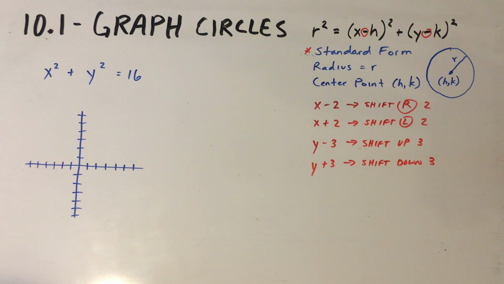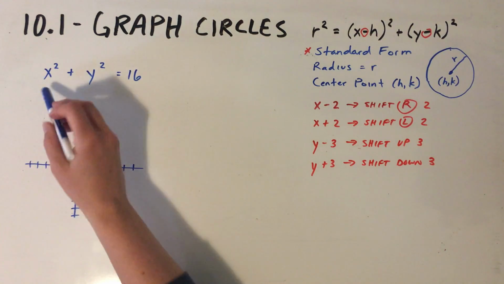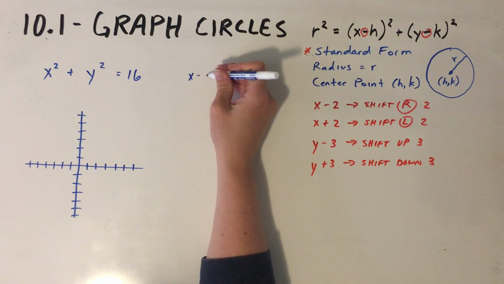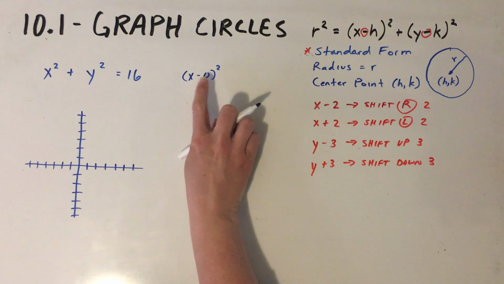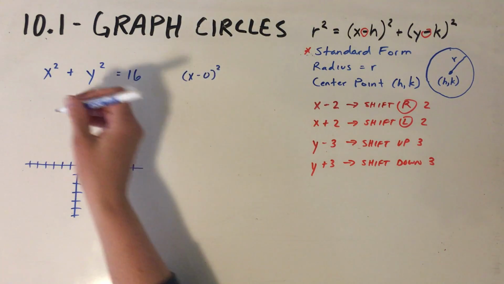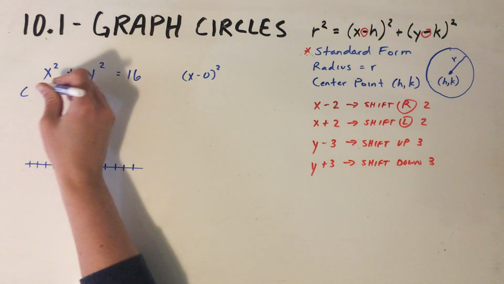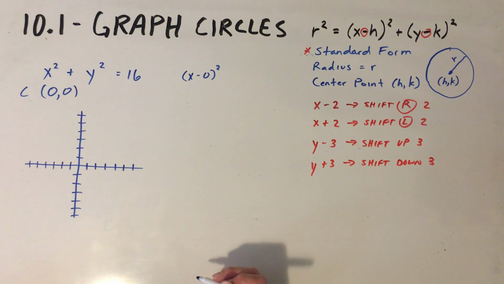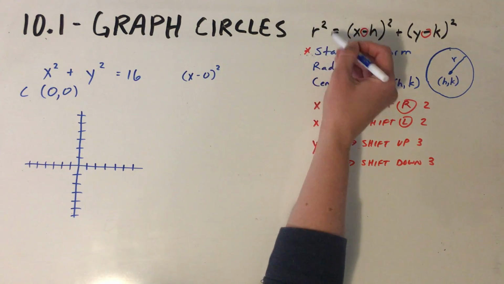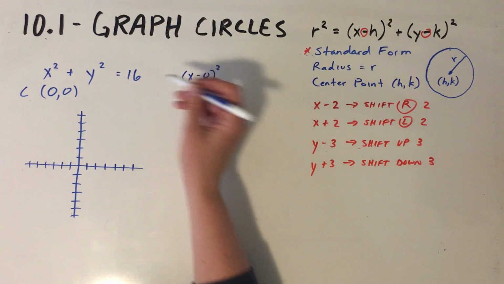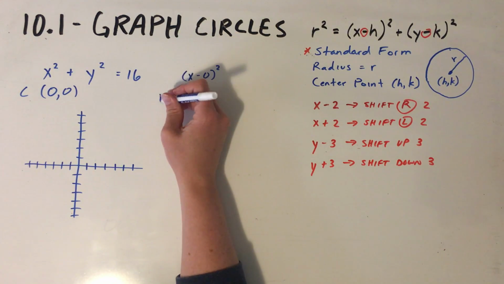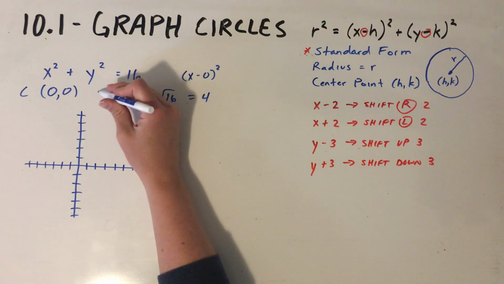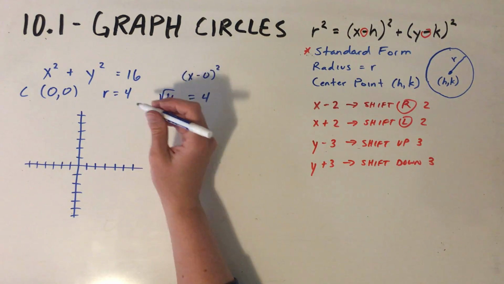Okay, so let's start graphing this circle. If there is no h or k, here we just have x squared, which is the same thing as x minus 0 squared. So my center point for x would be 0, and the coordinate for y is 0. Remember that your radius isn't 16, because this is the radius squared, so we're always going to have to take the square root of this. The square root of 16 is 4. So my radius of this circle is 4 units.